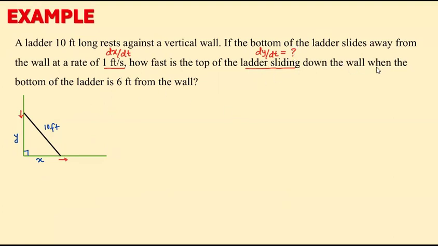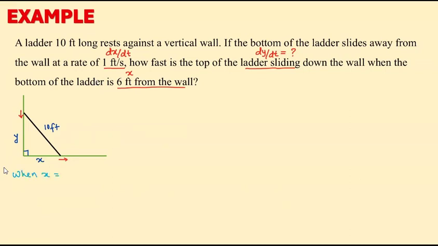And we are doing this calculation when the bottom of the ladder is 6 feet away from the wall. So we are doing this calculation when this distance is 6. We are doing this when x is equal to 6. Okay, first of all, when x is 6, what is y? Let's find that.